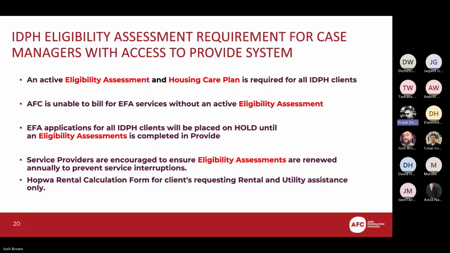The housing care plan is one of the forms that will be uploaded as part of the documentation process when you're doing your application in CaseWorthy. But they need to have the EA and housing care plan in Provide. It's required for all IDPH clients. The next one is AFC is unable to bill for EFA services without that eligibility assessment. So that needs to be in there.